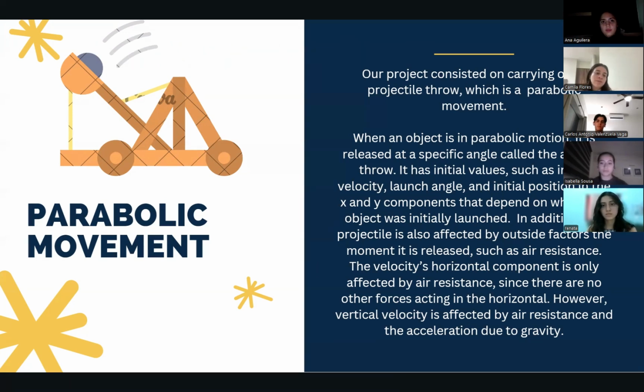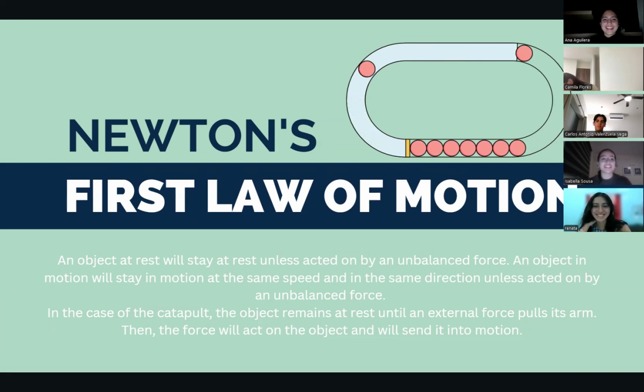The velocity's horizontal component is only affected by air resistance, whereas the vertical velocity is affected by air resistance and acceleration due to gravity. Newton's first law of motion states that an object at rest will stay at rest, and an object in motion will stay in motion unless acted upon by external forces. In the case of the catapult, the object, in this case the ball, would remain at rest unless an external force, meaning one of the team members, would pull the catapult's arm to exert the force on the ball.